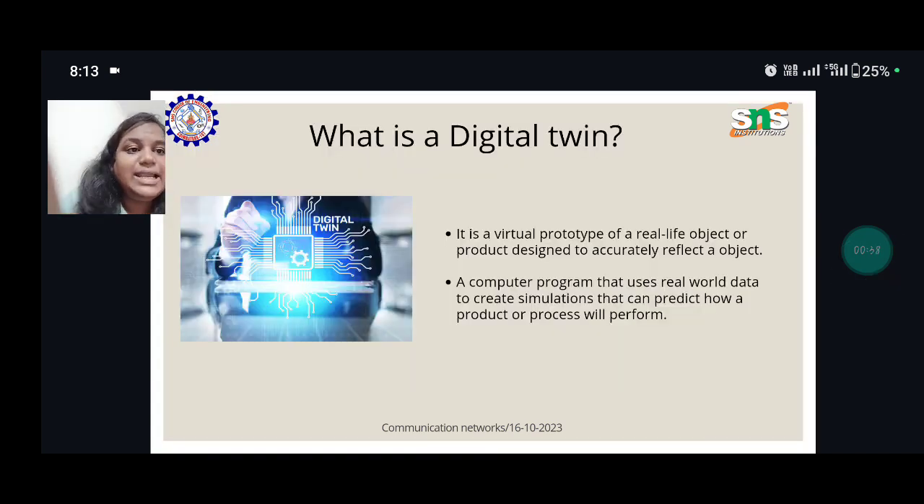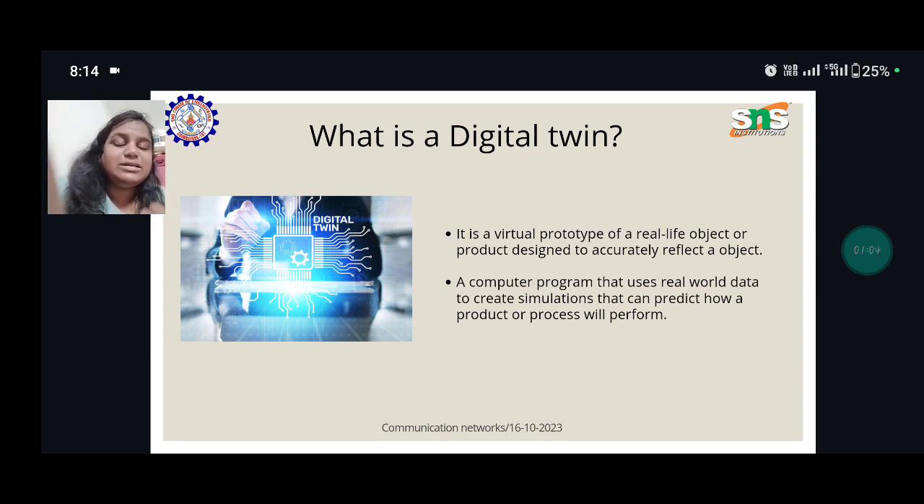What is a digital twin? It is a virtual prototype of a real life object or a product, designed to accurately reflect an object. It is a computer program that uses real world data to create a simulation that can predict how the product or process will perform. So a digital twin is nothing but a virtual prototype of a real life object.